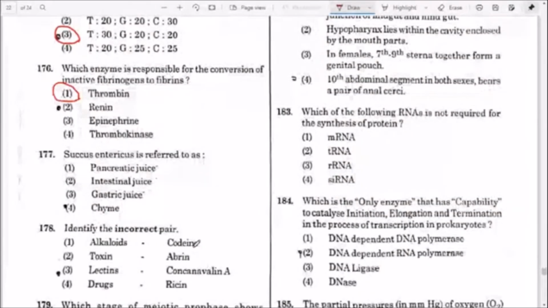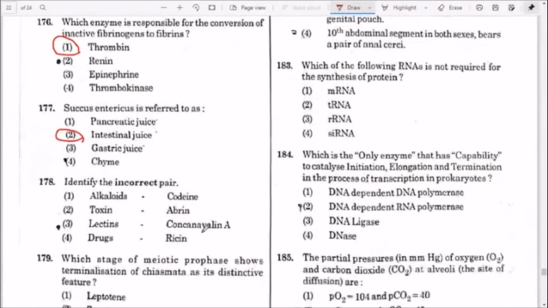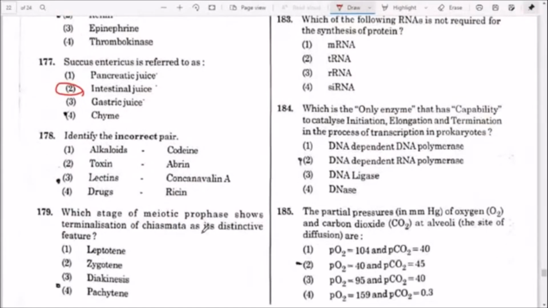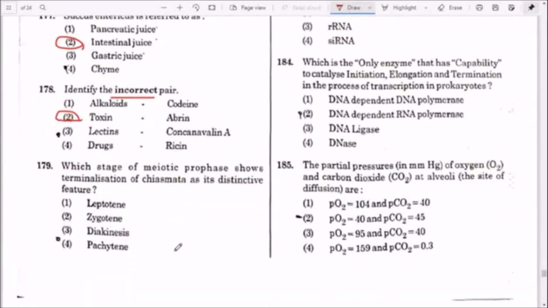Next, question number 177. Succus entericus is referred to as intestinal juice. Next, identify the incorrect pair. Alkaloids, toxin, lectins, drug. Incorrect pair they are asking. So alkaloids, codeine is alkaloid. Toxin, abrin. So this is incorrect. Option number 2 is the correct option, students. Which stage of meiotic prophase shows terminalization of chiasmata as its distinctive feature? Diakinesis. Option number 3 is the correct option, students.